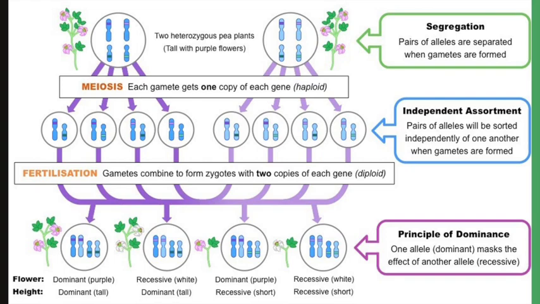Mendel's first law, the law of segregation, states that during the formation of gametes, which are reproductive cells, the two alleles of a gene separate from each other so that each gamete carries only one allele for each gene. The second rule, the law of independent assortment, states that the alleles of different genes segregate independently of one another during gamete formation. In other words, the inheritance of one trait does not influence the inheritance of another trait.